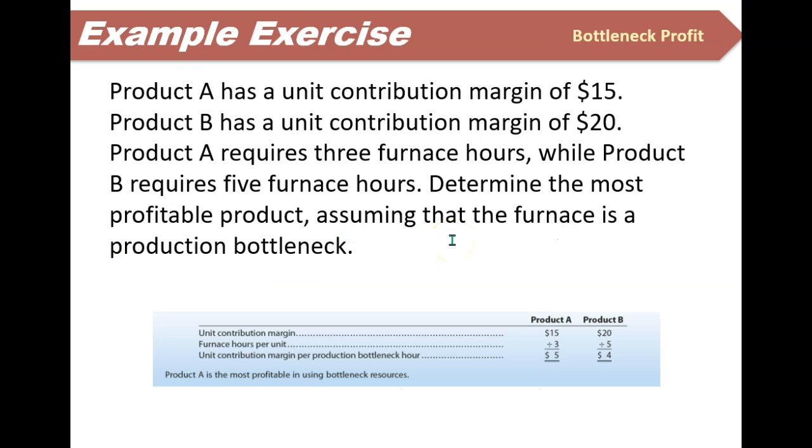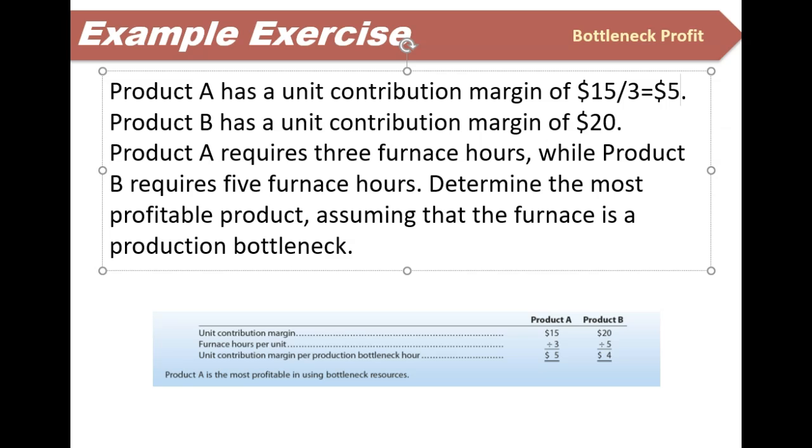Oh, this is another one, sorry. We've got 2 products, A and B. A has a contribution margin of 15, B is 20. A requires 3 furnace hours, while B requires 5. Okay, so which is the most profitable product, assuming that the furnace is the production bottleneck? So I would take my contribution margin of 15 and divide it by how many hours? Product A requires 3 furnace hours. So that gives us $5 per unit of constraint, okay?